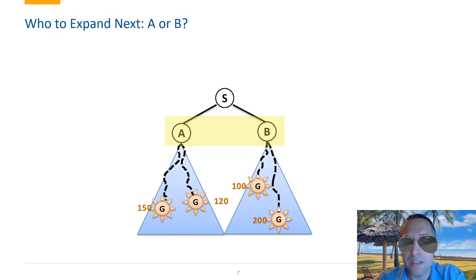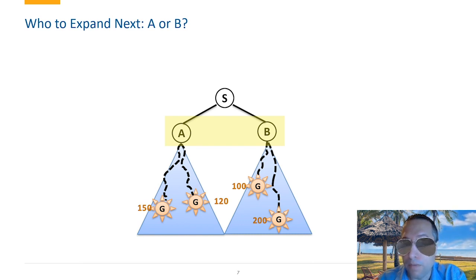At this stage, if you're looking for optimal solutions, you're better off expanding node B, because even if you find one of the goals under node A, you'd still have to expand node B to verify that it does not have a solution of cost 100 in its subtree.